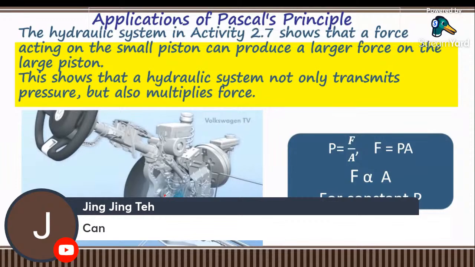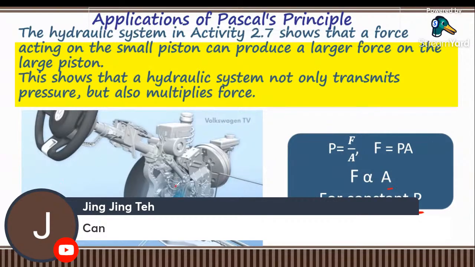Okay, application sedikit. Application of Pascal principle, this is activity 2.7. It shows that force acting on a small piston can produce a larger force on the second piston. This shows that a hydraulic system not only transmits pressure but also multiplies force. Formula dia dari sini you nampak, F is directly proportional to area for constant P, daripada formula ni.